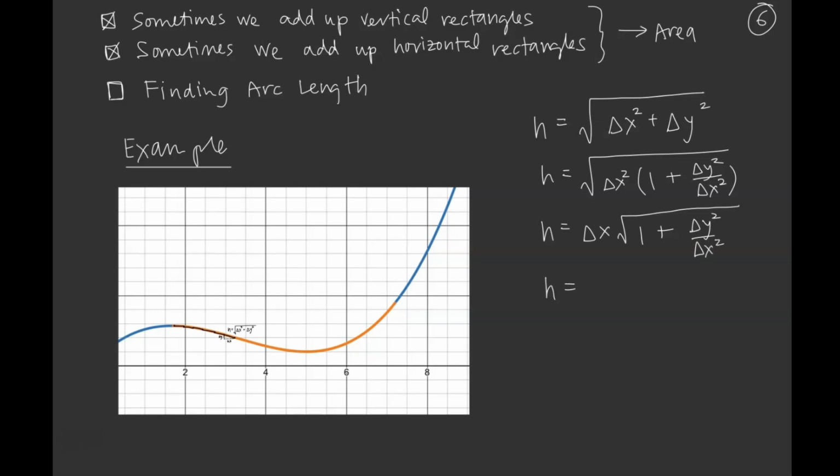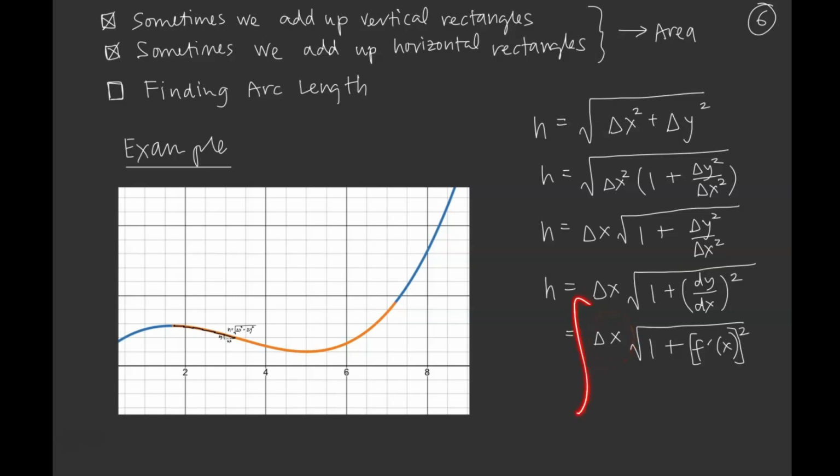This is like a delta x times 1 plus, and this is really just another way of saying dy over dx squared. So this is a little change in y over a little change in x. Both of them are squared. And this is just the first derivative squared. So this equals delta x times the square root of 1 plus the derivative of whatever our function is that we're trying to find the arc length of, squared. Okay, and then this will act as our dx.